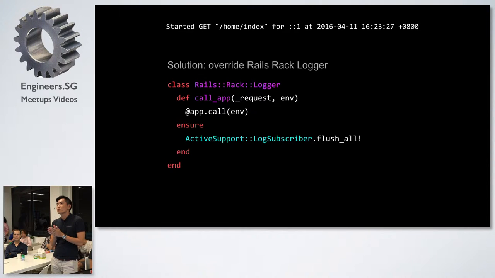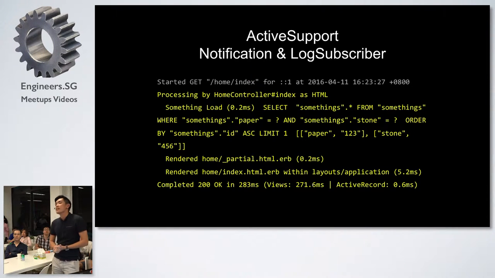There's no real good way to shut this up, because the Rails rack logger is actually a Rails middleware that's probably doing some other stuff. I'm also not really very sure. But basically, if you want to shut this up, you just need to override this. Okay, next, we move on to the other lines.